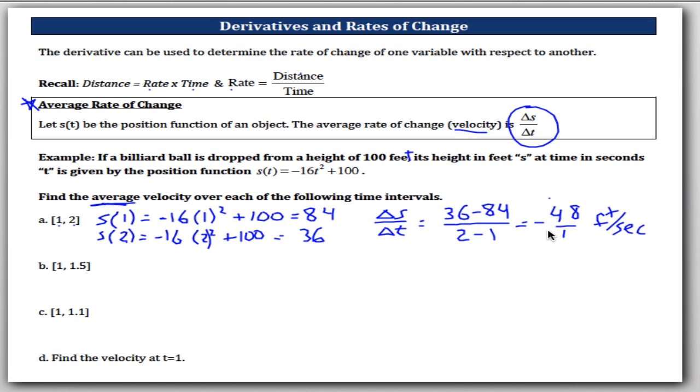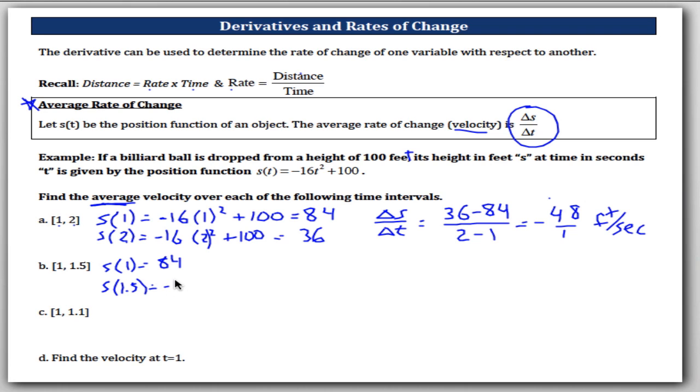Now, why is the velocity negative? Well, because the ball is dropping, so that's why we have a negative velocity there. So that's the average speed over that 1 second. Now what we're going to do is cut that time by half a second. So 1 to 1.5, and we want to find the average velocity there. So again, we need s of 1, which we already know is 84. And we want to find s of 1.5.